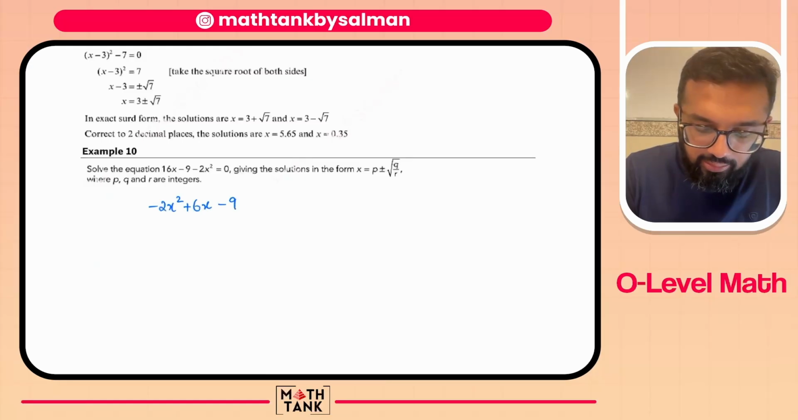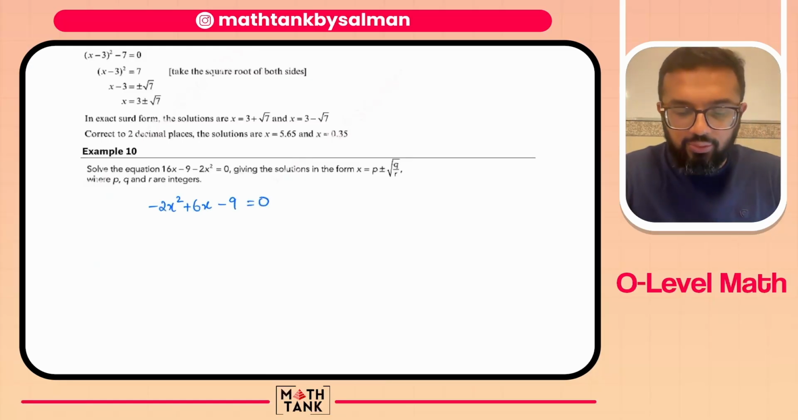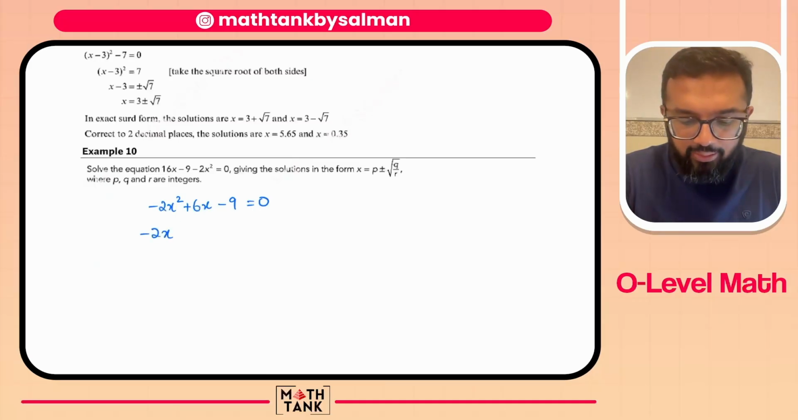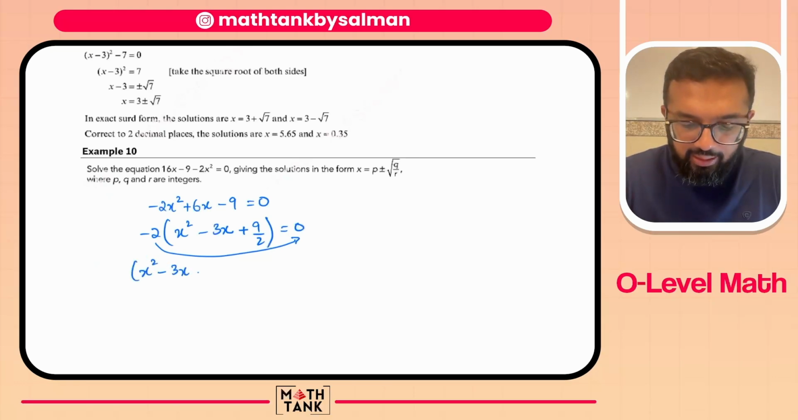question. Let's first write it in our desired order. I told you I need to get rid of x squared, so I'm going to factor out a minus 2. Sorry, I need to get rid of the minus 2, so I'm going to factor out a minus 2, and that gives me minus 3x and plus 9 over 2. I hope everybody understands this so far. Then can I get rid of the minus 2? I can just say that x squared minus 3x plus 9 over 2.